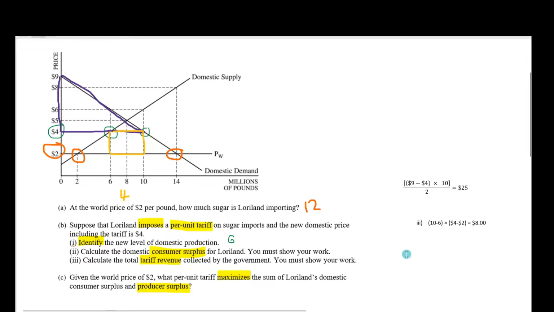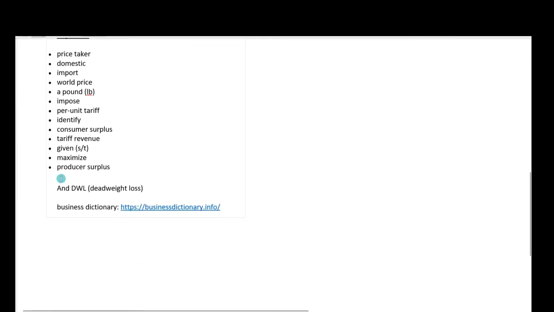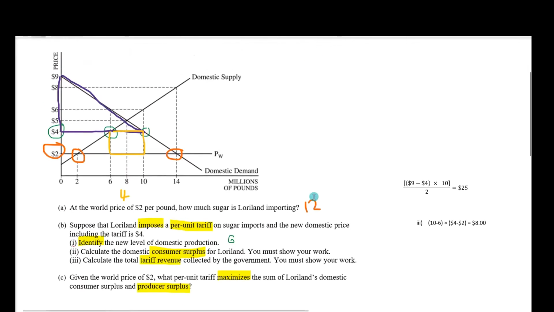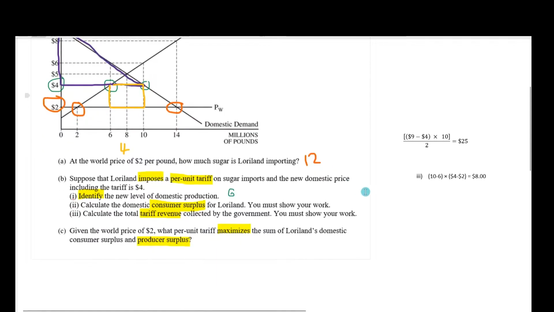Now this is a trick question that many students have trouble with. Anything that distorts the market, such as a tax, of which tariffs are an example, will lead to deadweight loss. Remember down here I mentioned this, deadweight loss. So deadweight loss means that some economic activity, some business transactions do not occur because of a market distortion.